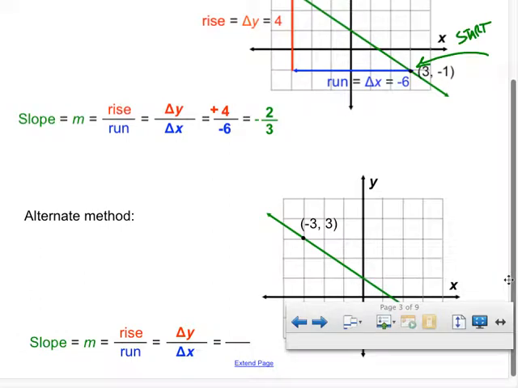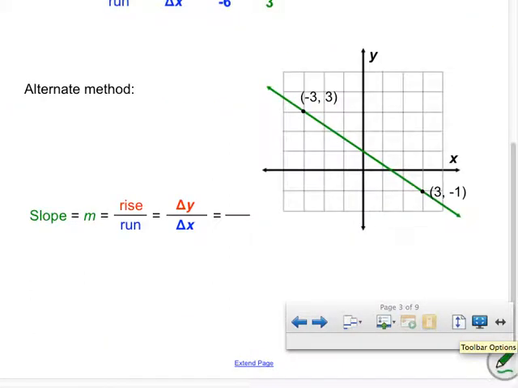Now I can start another way. I can start at the other point. So let's start here, and let's see what happens now. Let's go ahead and do my run. So to line up horizontally, which direction do I need to go? To the right. And I'm going to go how many units to the right? 6 units to the right. And when we go to the right, is that a positive or a negative? Positive. So my run is +6.